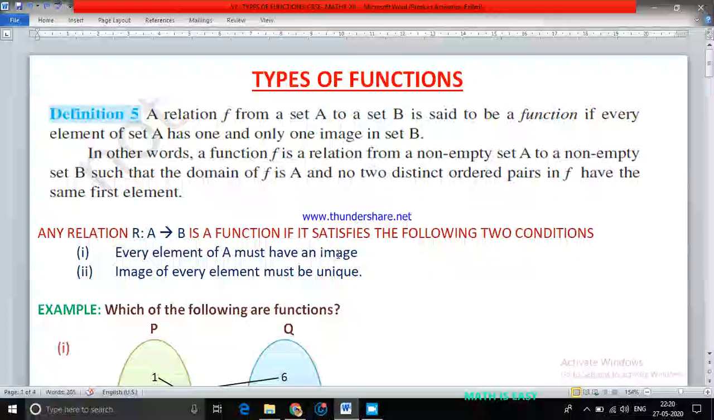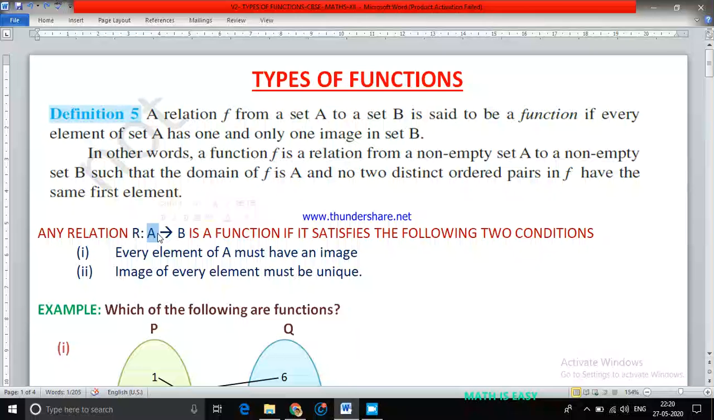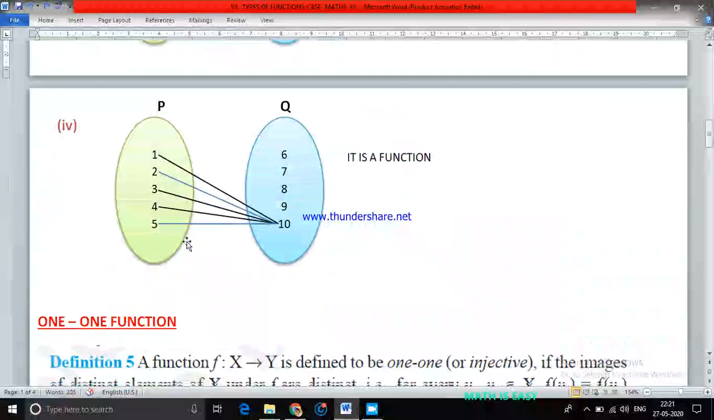The definition of a function talks about the first set A. Every element of A must have an image, and the image of every element must be unique. The definition of the function is based on the set A, not based on the set B. Is that clear? So function means this.